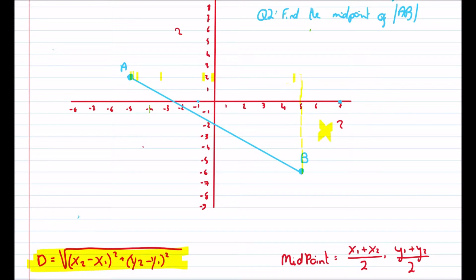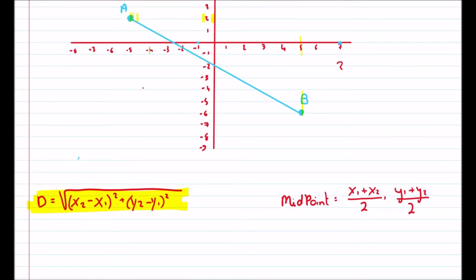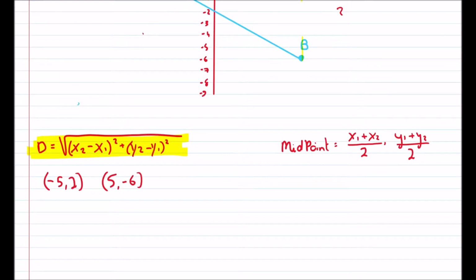In order to solve this question, you could actually use Pythagoras' theorem if you didn't want to use the formula. Anyway, I'll just use the formula. So what we do is we take our 2 points. We'll take A first. So A is minus 5, 2. And B is 5, minus 6. So first step, write down our formula. Second step, write down our coordinates. Third step, label our coordinates. x1, y1. Remember the x comes first. Next one is x2, y2.